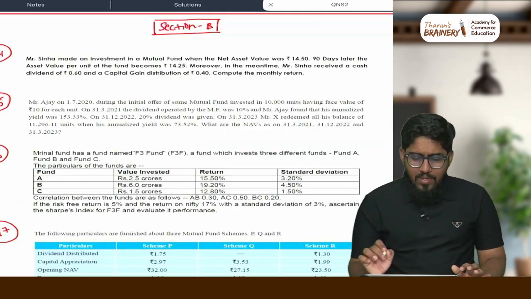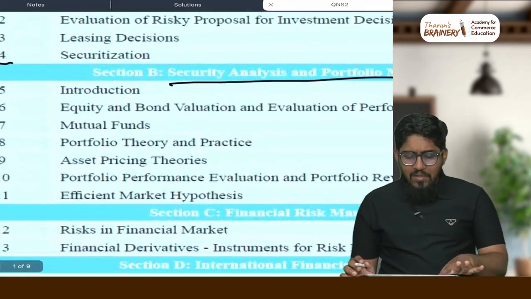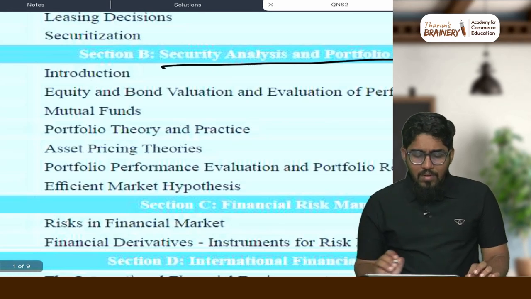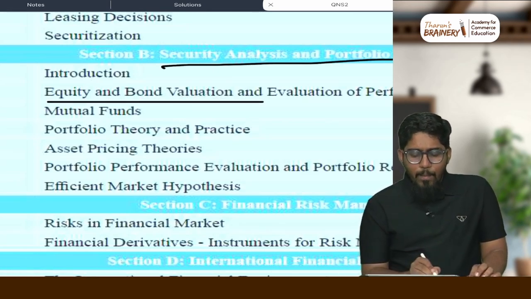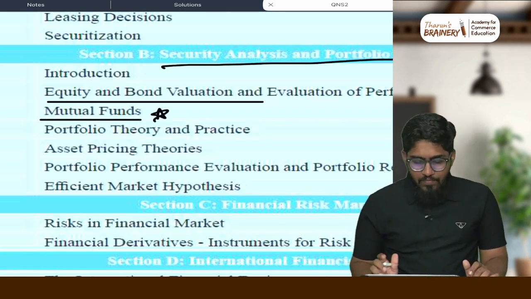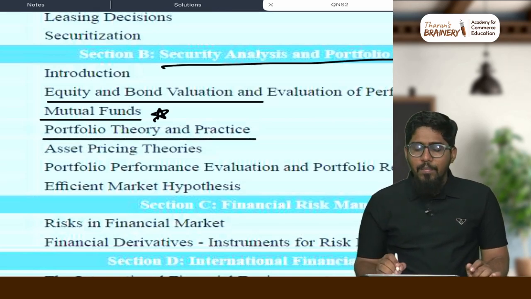Just from a coverage perspective, let me show what is included in security analysis and portfolio management. Part number 1 is equity and bond valuation. Part number 2 is mutual funds, very, very important, with 1 or 2 questions 100% asked. Portfolio theory and practice, again very important, definitely 1 or 2 questions are asked.